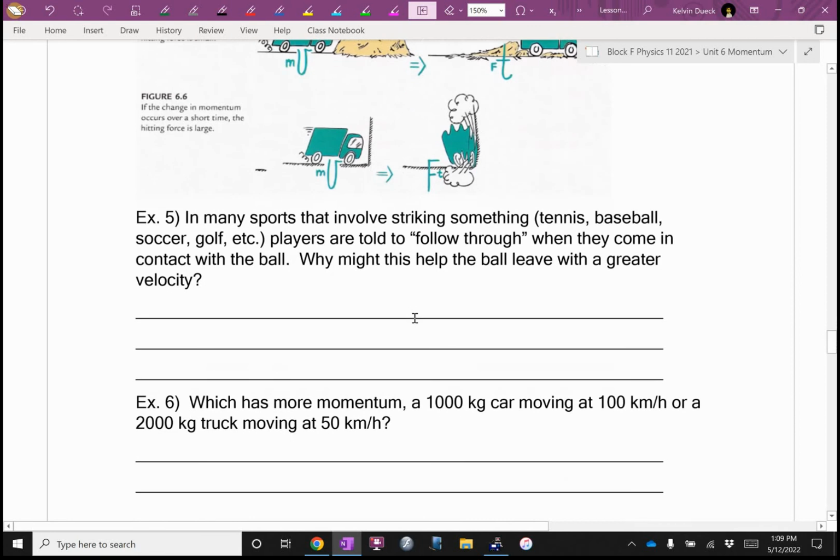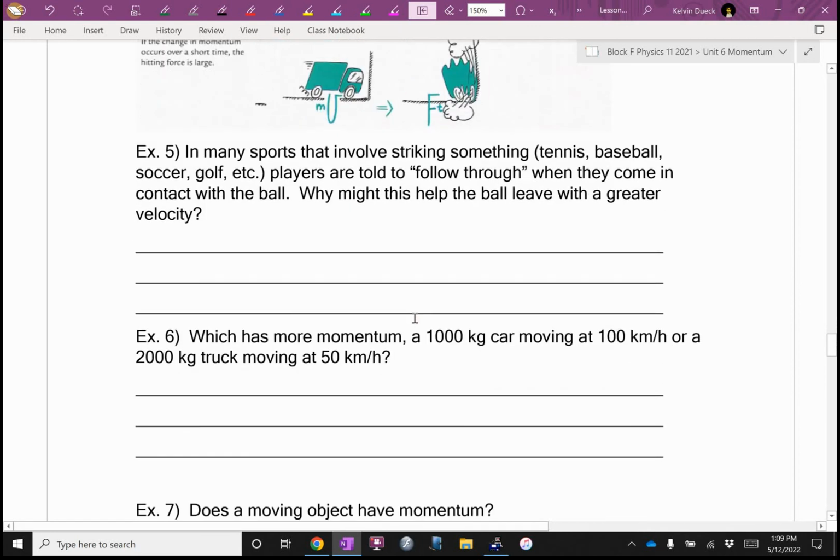In many sports that involve striking something, tennis, baseball, soccer, golf, players are told to follow through when they make impact. How could following through help the ball leave with a bigger velocity? What does following through affect in our impulse equation? It results in a bigger speed. Why?